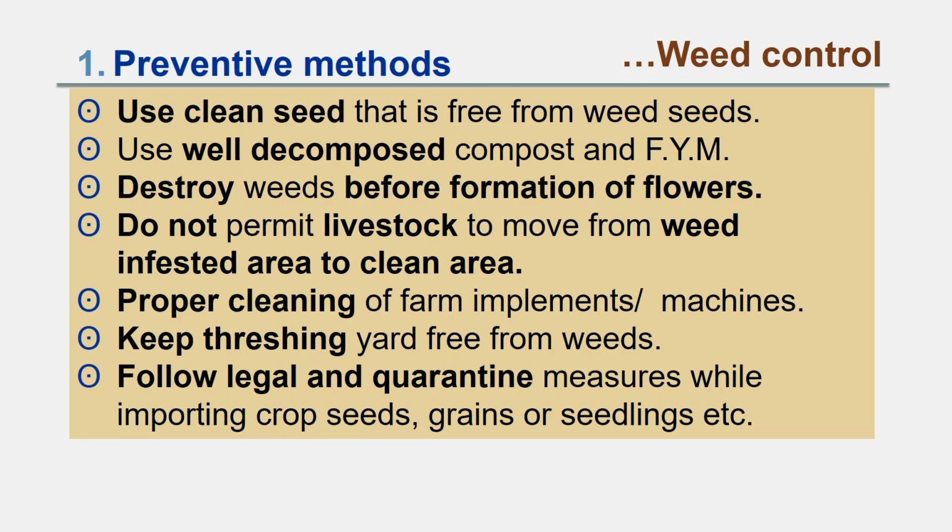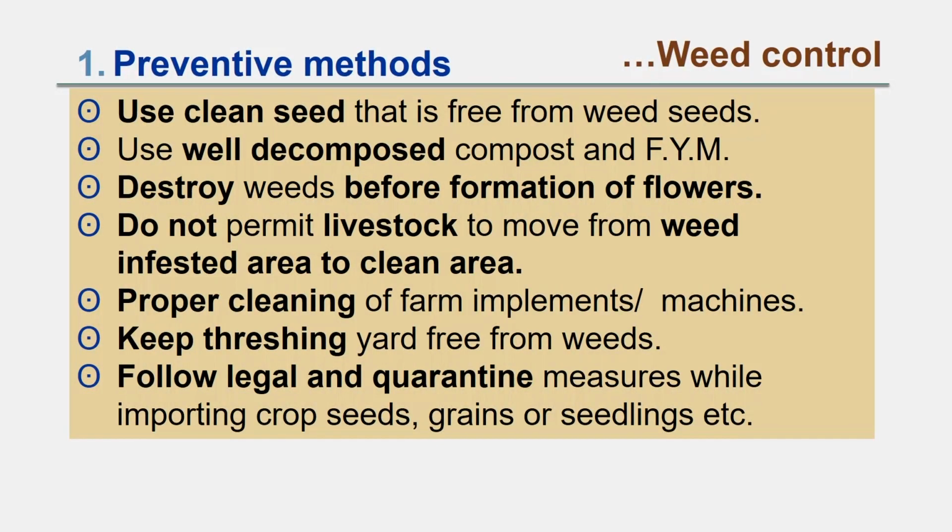Destroy weeds before formation of flower. One year seeding is 100-year weeding, which means we should nip it in the bud. Before the plant sets seed, we should remove the weeds before they make the seed. So destroy weeds before formation of flowers. Do not permit livestock to move from infested area to clean area. Many times livestock or animals can carry certain weed seeds to a new area, so that should be prevented.